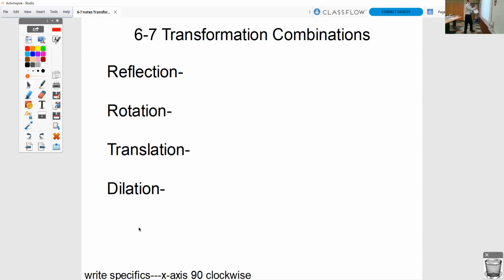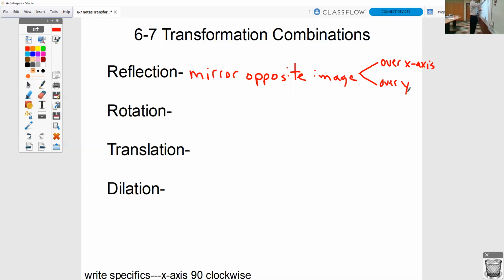So in a reflection, first of all, remember that a reflection is a mirror opposite image. It is that flipped opposite mirror image. What you have to be specific with is you have to specifically say whether it is over the x-axis or over the y-axis. You can't just say a reflection. You have to say whether it's over the x or over the y.